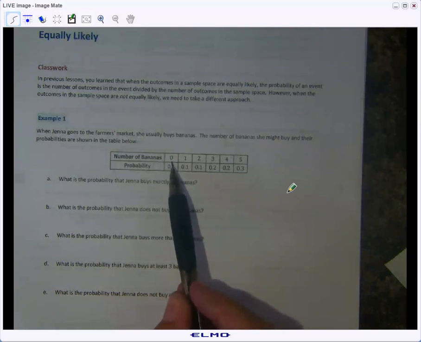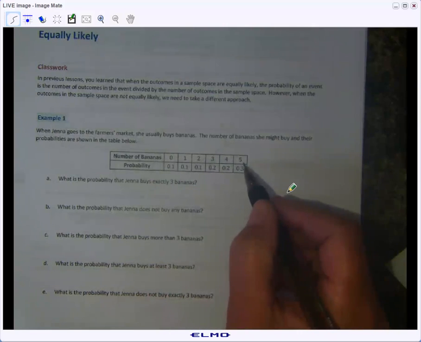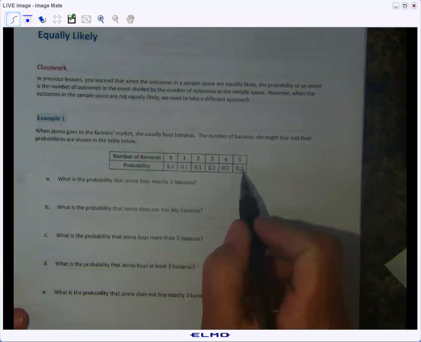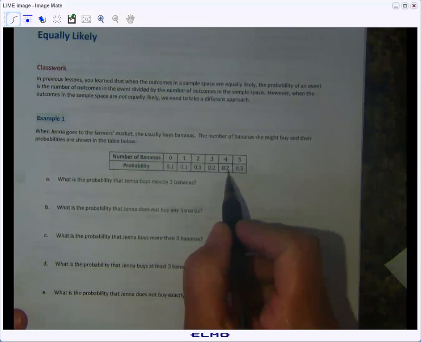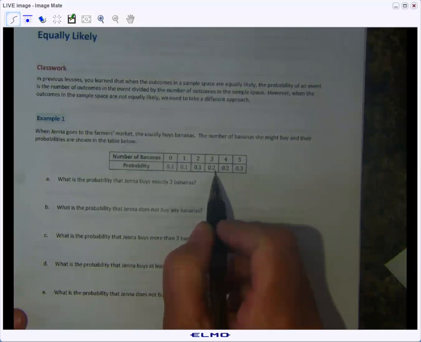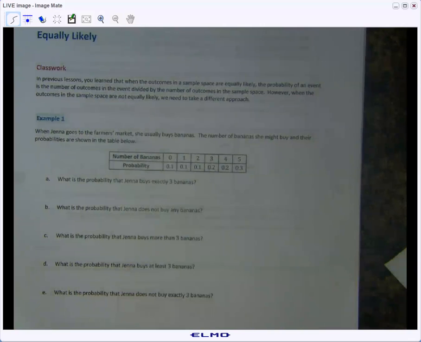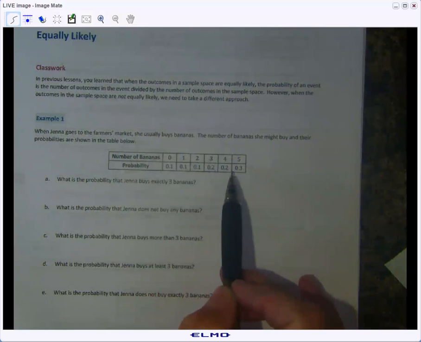So the probability that she buys 0 bananas is 1/10. The probability that she buys 5 bananas is 3/10. And so on. You'll notice that these will always add up to 1. So just quickly, let's do a check. 3 plus 2 is 5/10, plus 2 more tenths is 7/10, plus 3 more tenths is 10/10, or 1 whole. So quick check that these all add up to 1.